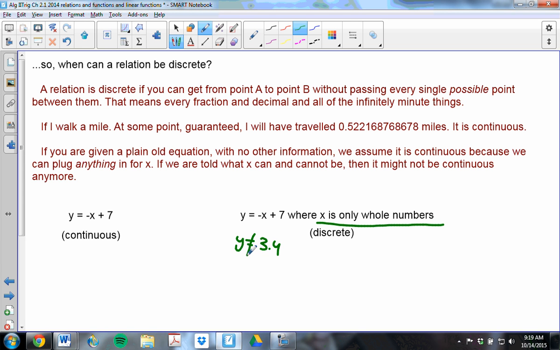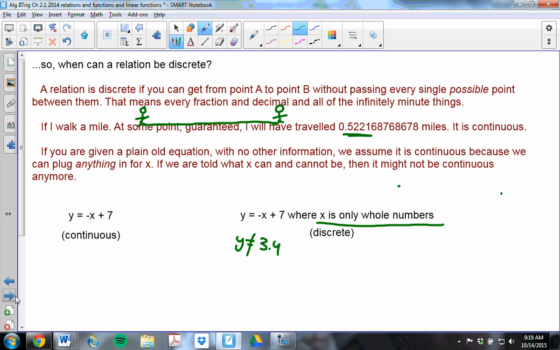So you're discrete if you can't get from point A to point B without passing the space in between. I always think about walking. When I walk, I can't teleport over here. I can fly maybe, or I can jump, or I can swim or something. But no matter how I'm traveling, I have to pass all the space in between to get from point A to point B. If I'm going to walk a mile, at some point I'll walk 0.5221 miles, and 0.5222 miles, 0.5223 miles. I pass all the space in between. If I could teleport from here to here, then traveling becomes a discrete function, or discrete phenomenon, I'll say.